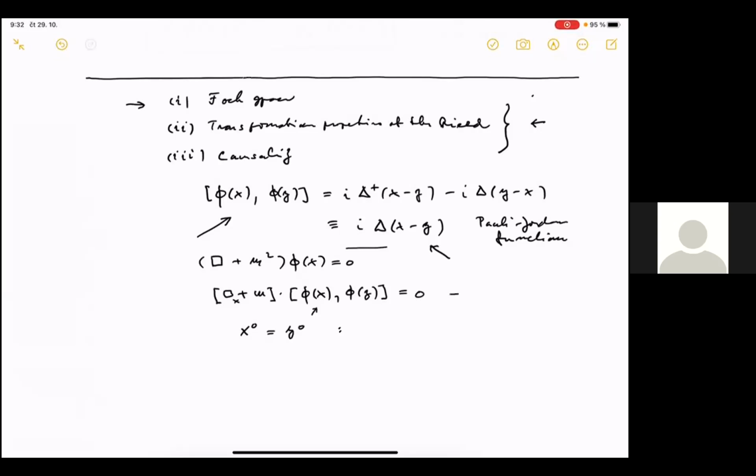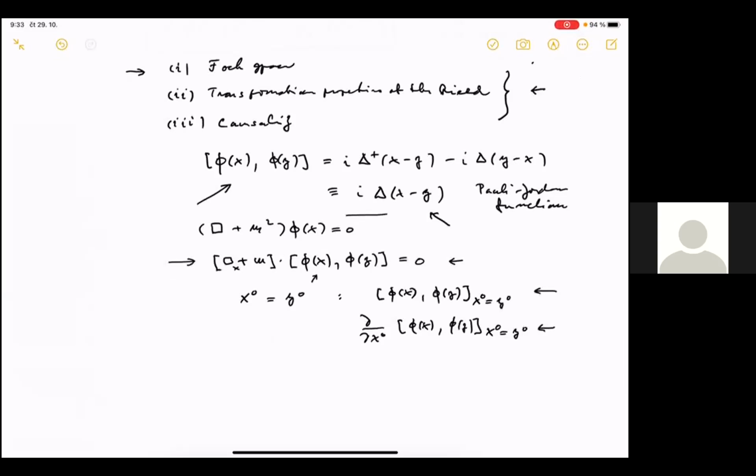Of course, this is a second order differential equation, so we need not only the commutation relations at x⁰ equal to y⁰, but also the time derivative of this commutator. Therefore, we need the derivative with respect to x⁰ of this commutator at x⁰ equal to y⁰. And once we know these initial conditions for our Klein-Gordon equation for this commutator function, we can solve it and obtain uniquely the solution as the Pauli-Jordan function.